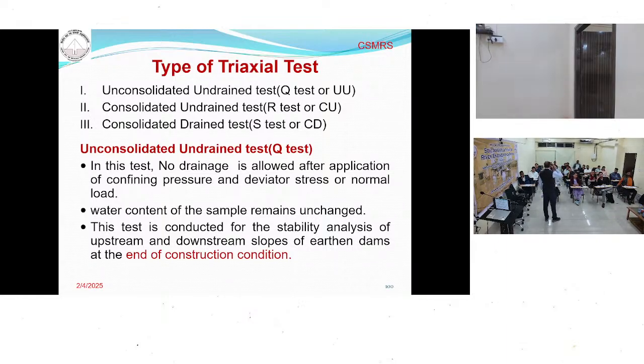I told you, unconsolidated means your soil is there and you're not allowed to consolidate; you're not allowed to let water come out from the cell. So basically what does this say? In this test, no drainage is allowed after application of the confining pressure and the deviator stress. So it means the water content of the sample remains unchanged. Whatever the initial moisture content, the same water content remains throughout the test. So these are the things.